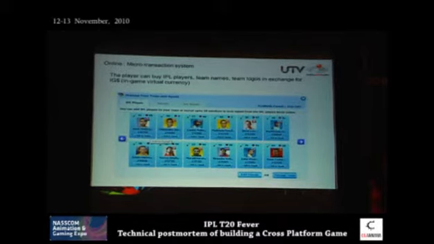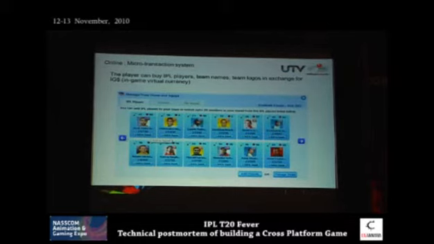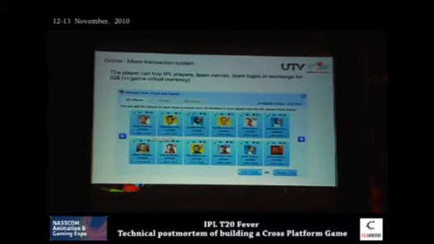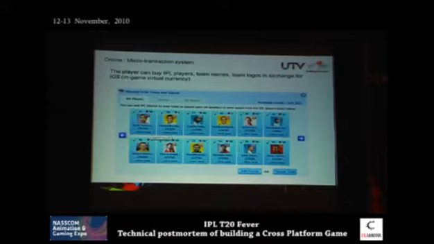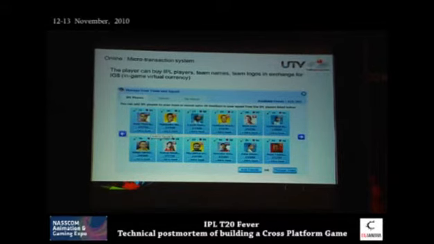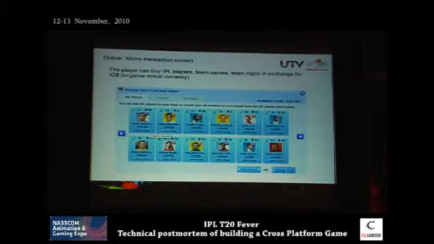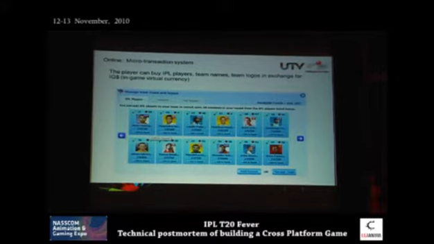And one of the key elements on the online space, we were experimenting with a lot of design because we had so little time, and we wanted to experiment with something which will allow us to get more online appeal. And we did a very unique thing. We tried to sell all the IPL players to the masses.